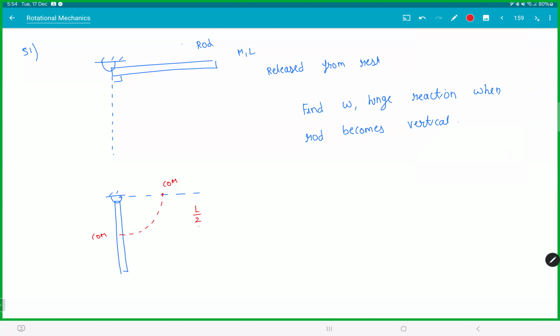This is mg L by 2 equals half times m L square by 3 omega square. Omega will be root 3g by L. Since it is rotating about the hinge, the energy must be about the hinge.